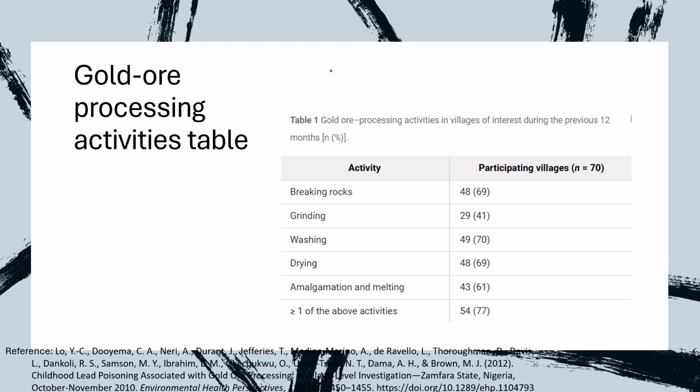So 77% of the villages reported participation in any gold ore processing activities within the previous year. These villages were classified as ore processing villages, and villages that did not participate in those activities were classified as non-ore processing villages. From this table, we can see that the most common activities were washing, at 70%, breaking rocks, at 69%, and drying, also at 69%. These villages identified more than 80 sources of ore, geographically dispersed.